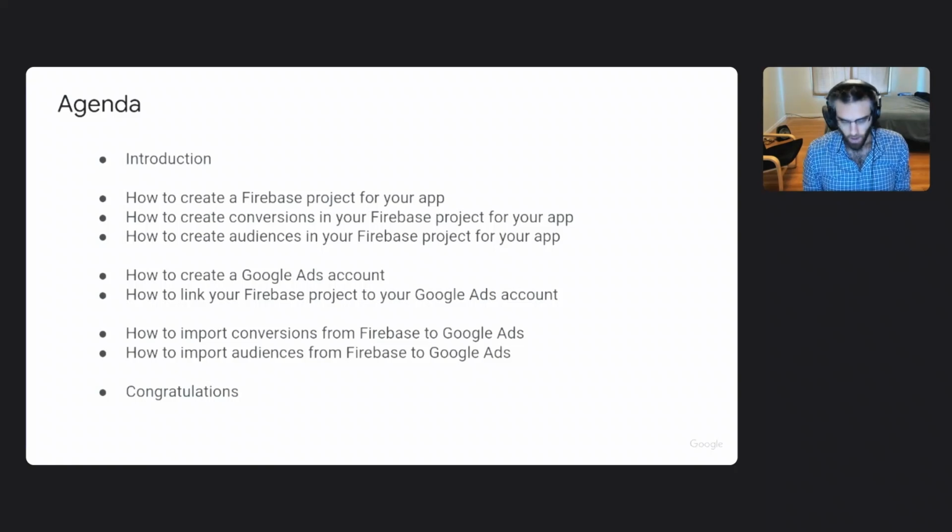I'm going to first open up Firebase, and I'm going to walk through some steps on how to create a Firebase project for your app, and then how to create conversions and audiences in Firebase. Once we do that, I'm going to switch over to Google Ads, and I'm going to show you how to create a Google Ads account. Then next, I'm going to tell you how to link the Firebase to the Google Ads account. And the last steps will be how to import conversions from Firebase into Google Ads, and then how to import audiences from Firebase into Google Ads.